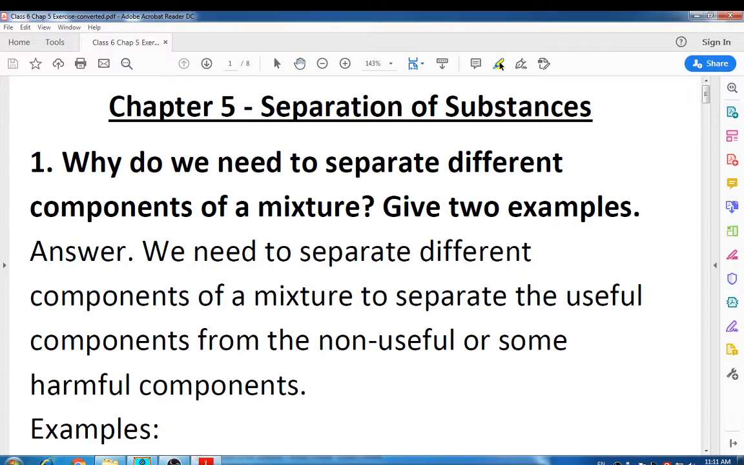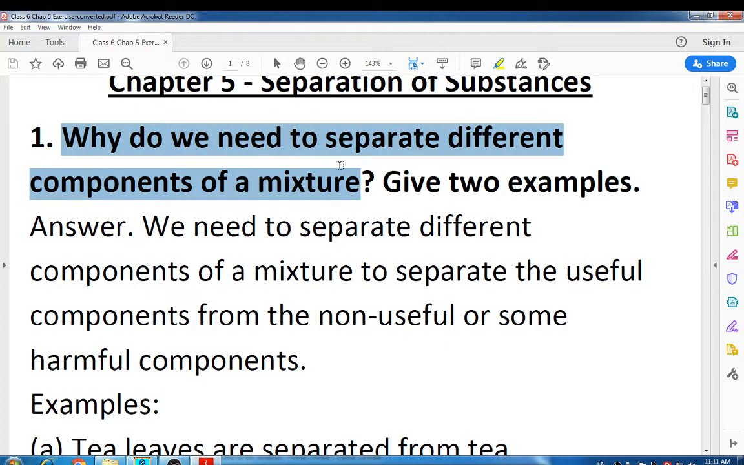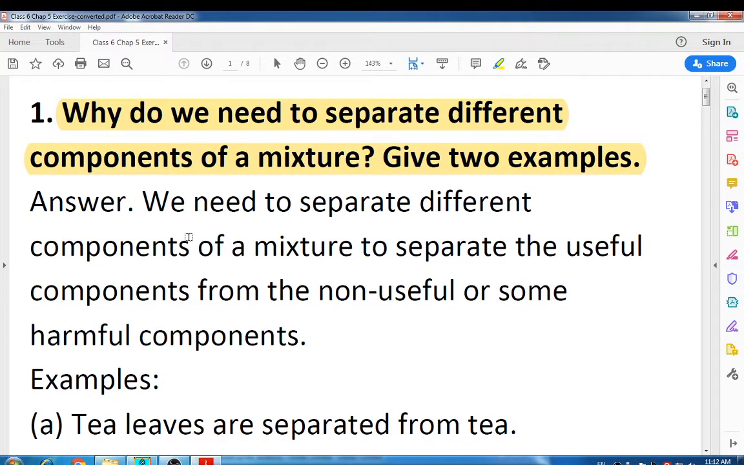Hello everyone. Let's start to discuss question answers of lesson number 5, separation of substances. So question number 1, why do we need to separate different components of a mixture? And then here you have to write two examples of that. Okay, so here you have to write why we are using the separation methods.